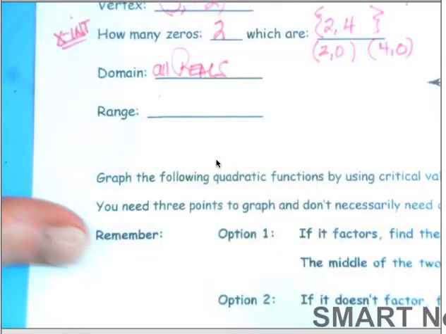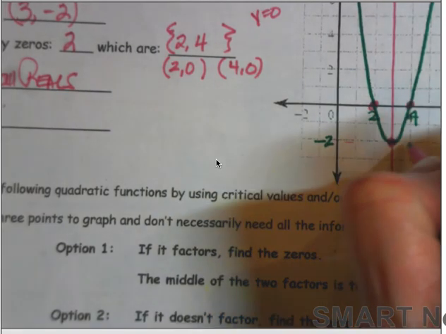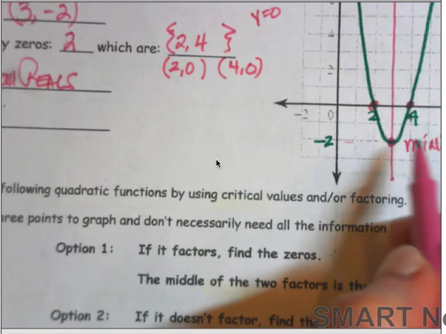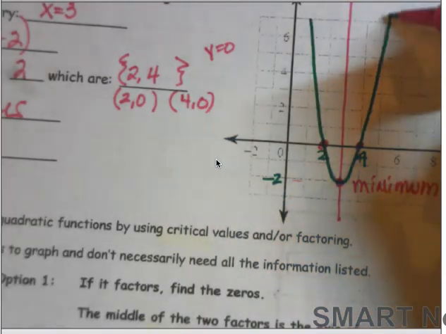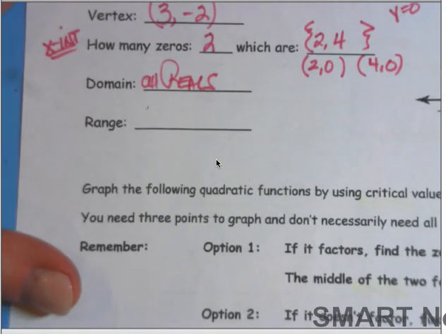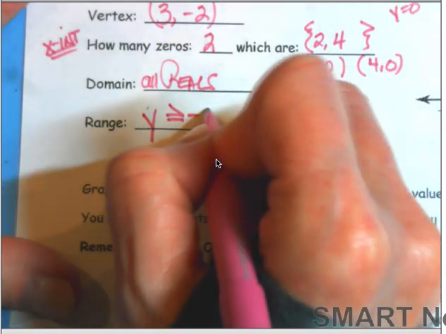And then your range is going to be directly related to the y-coordinate of the vertex. So here the vertex is the minimum, sitting at the bottom. This is the minimum value. And all of the y-coordinates for any ordered pair that sits on this curve, the least y-coordinate is going to be negative 2. So this means that your range for this particular graph is going to be all y values greater than or equal to negative 2.